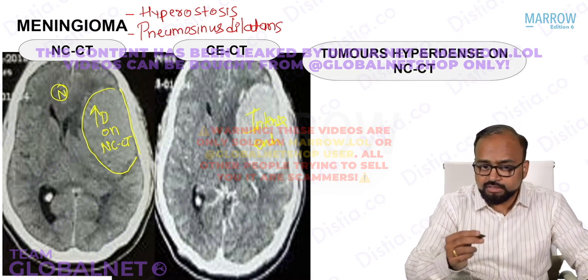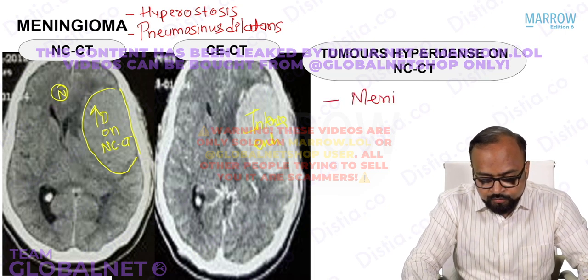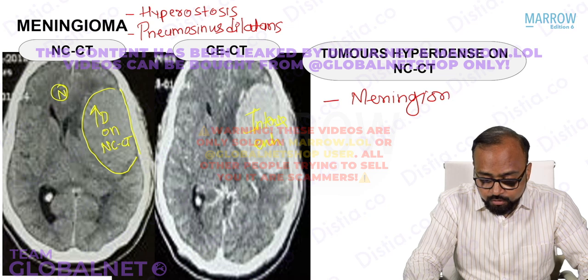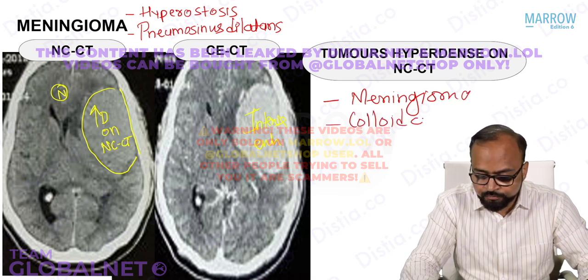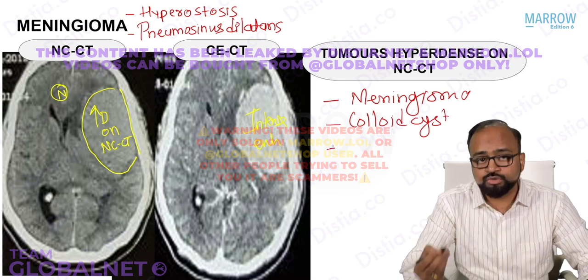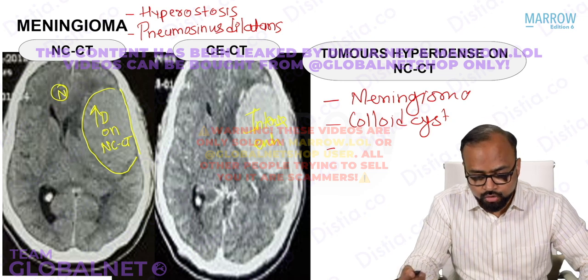Now there are few tumors that can appear hyperdense on non-contrast CT. We have seen one here, that is meningioma. If you remember, we have seen a colloid cyst at the foramen of Monro, isn't it? Which I told you it contains mucin, so it appears hyperdense. Few other tumors also appear hyperdense or bright on non-contrast CT.